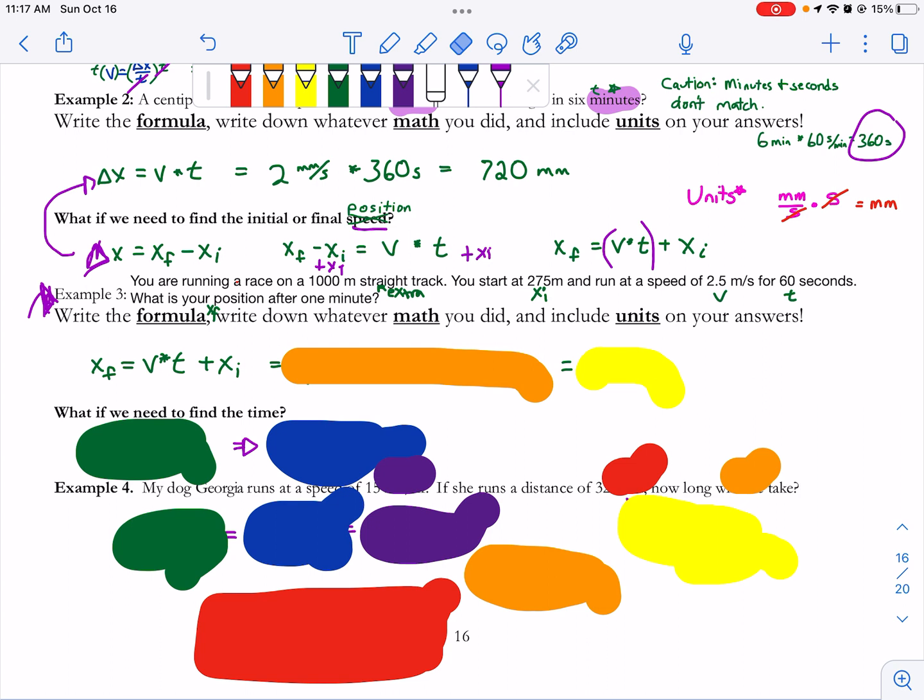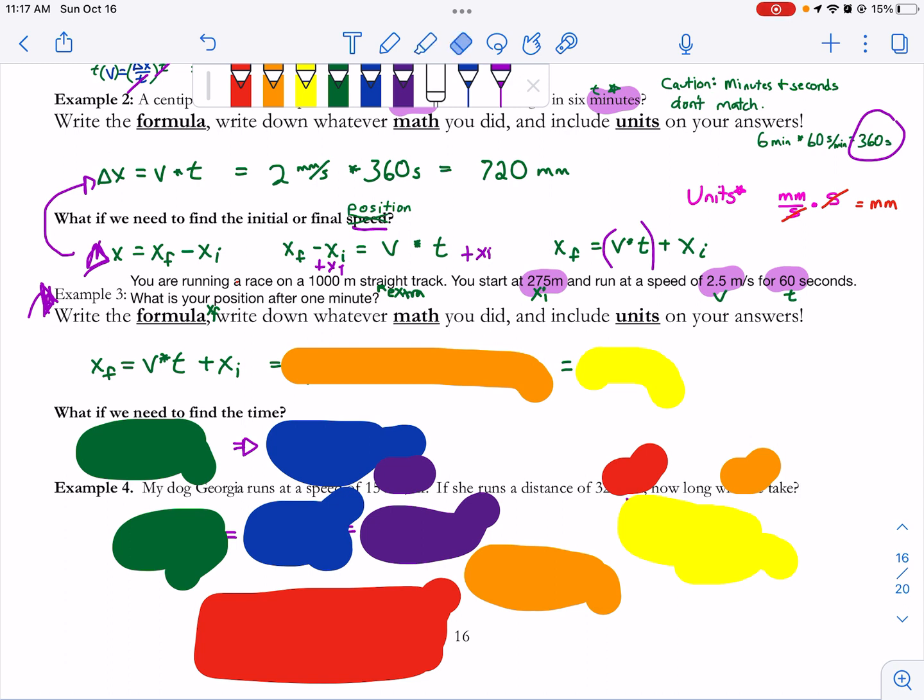And now I have to put our numbers in. So v times t is the first thing I'm going to write down. That's going to be the 2.5 times the 60 seconds. Meters per second and seconds, those match. They both have seconds in them, so I don't have to change any numbers. So it's just going to be 2.5 times 60. And then I'm going to add in the initial position, which is the 275 right there.